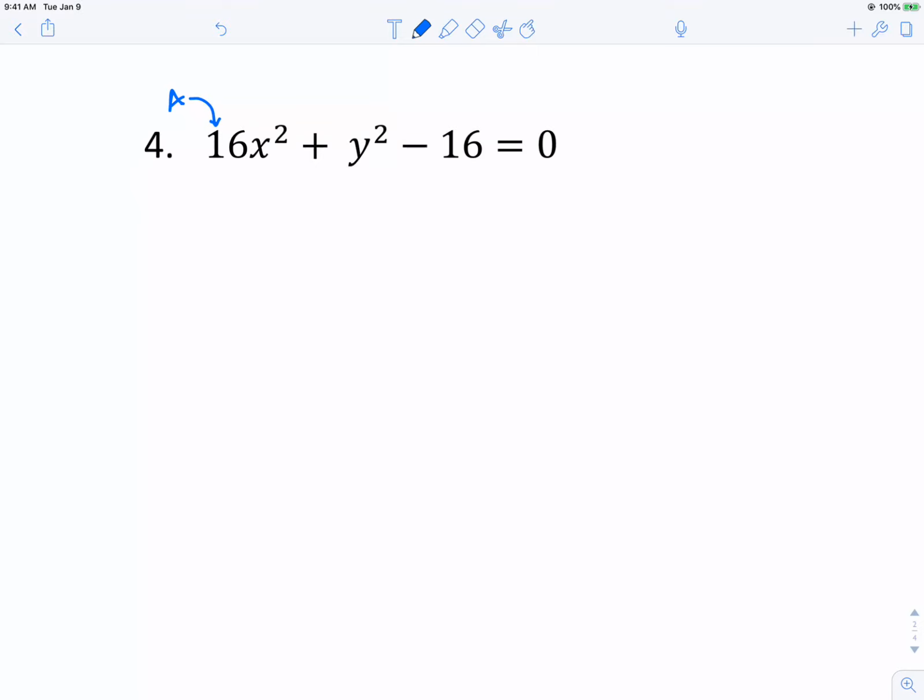A is 16. B is 0 because it's missing the xy term. And C is 1. Right? So we said, like, if you do b squared minus 4ac, that should come out to be less than 0 or negative. So b squared is 0 squared minus 4 times a, which is 16, times c, which is 1. It's going to be 16 times negative 4. It's going to be a negative 64. That is negative or less than 0. That's what makes it an ellipse.